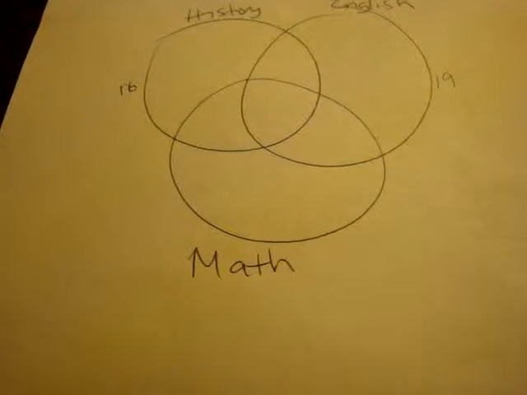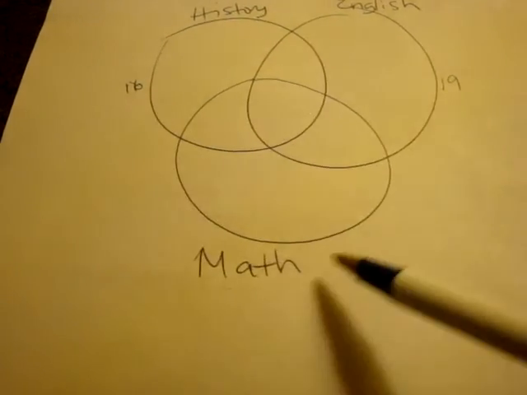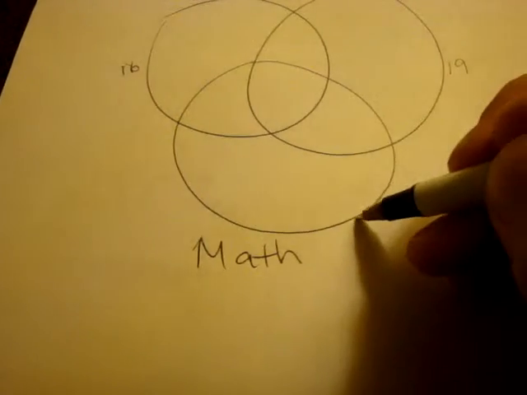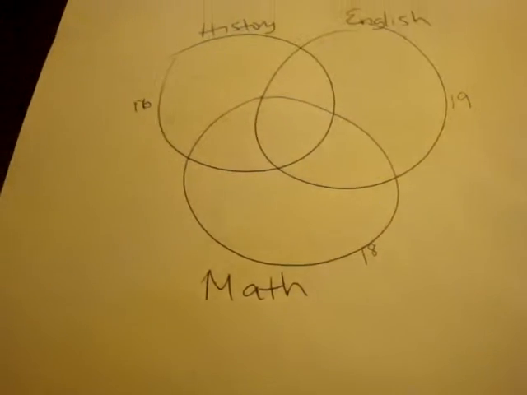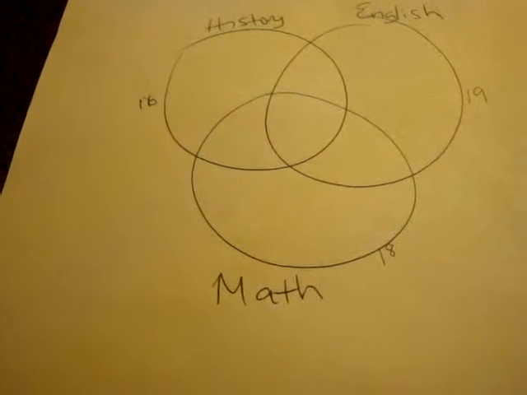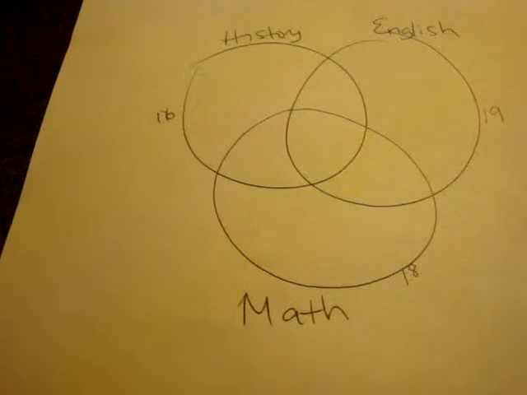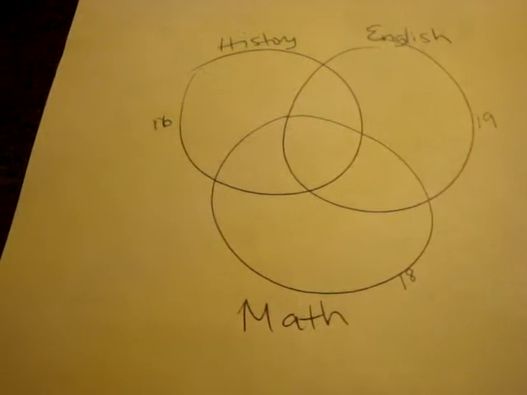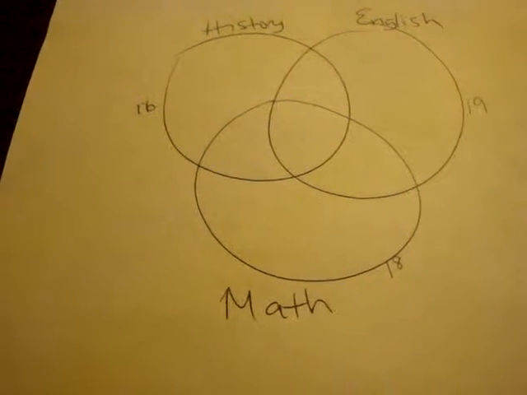It says 18 students liked math, that means in this whole circle there's going to be 18 students total, so I'm going to write 18 over here. That's just how I do it. I just write those numbers kind of on the outside to help remind me. You don't have to do it like that, but that's just how I do it to help me out.